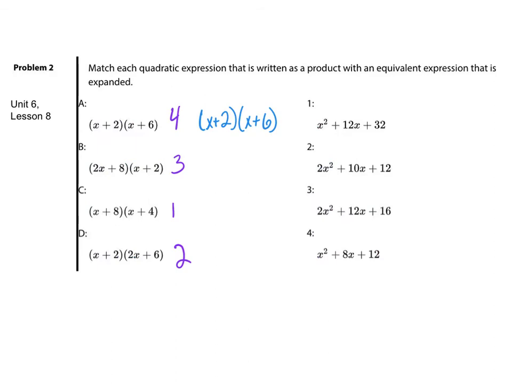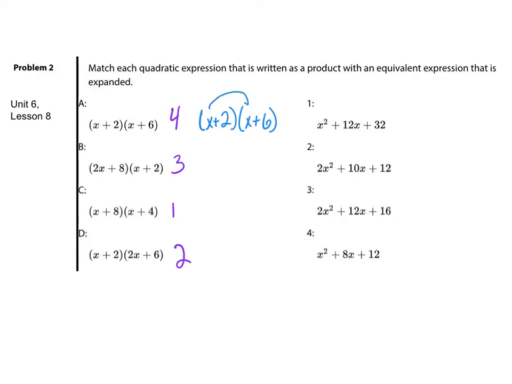In number 2, you can see that A matches with 4, B would match with 3, C goes with 1, and D goes with 2. And let's work through A just to review how to multiply these binomials. And so just remember that it's using the distributive property over and over and over again.